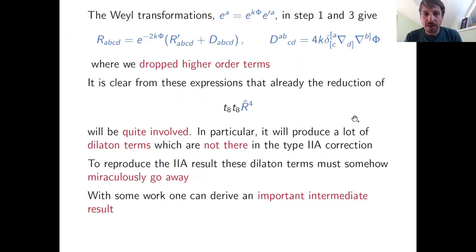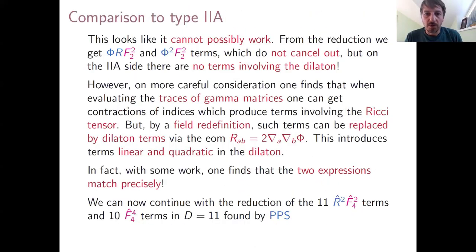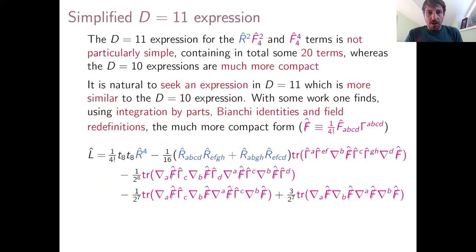Right? So we expect that in 11 dimensions, it should be possible to write something more compact, more similar to the type 2A expression. And actually, with some work, you can show, again, using integration by parts, Bianchi identities, and field redefinitions, if we now define an F slash in 11 dimensions, which is just the 4-form field strength contracted with 4 gamma matrices, then, so these are now 11-dimensional, so 32 by 32 gamma matrices.